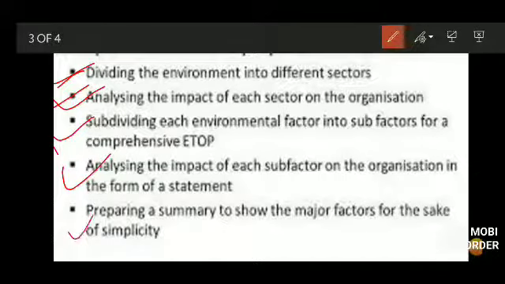And the last is preparing a summary to show the major factors for the sake of simplicity. Whatever points you have jotted down, whatever statements you have made, you are going to present it in a summary form, so that it's easy for the people concerning the business enterprise to understand and formulate strategies and plans, so that it's simpler in its terms.